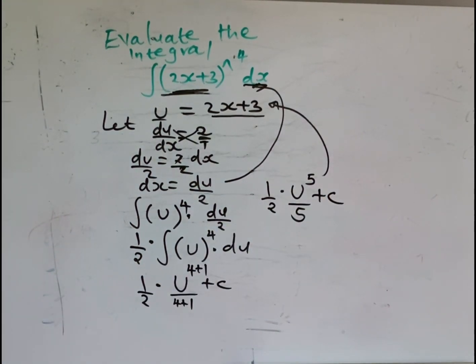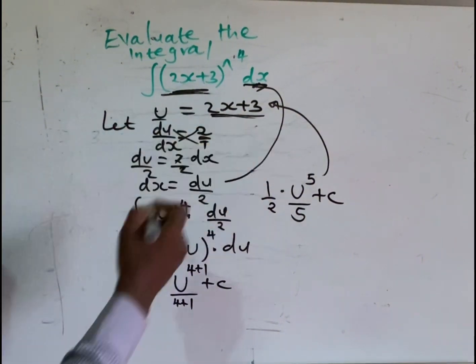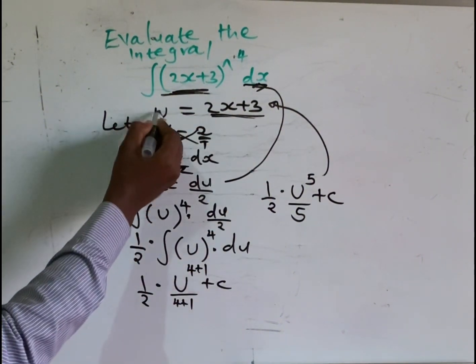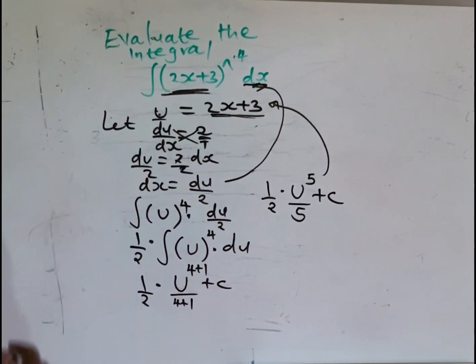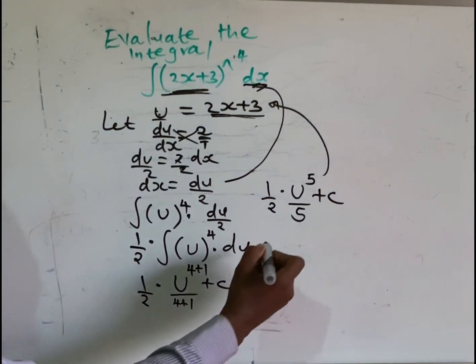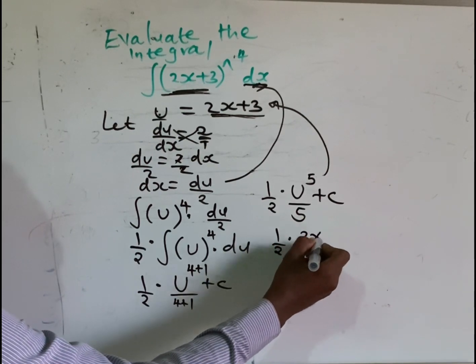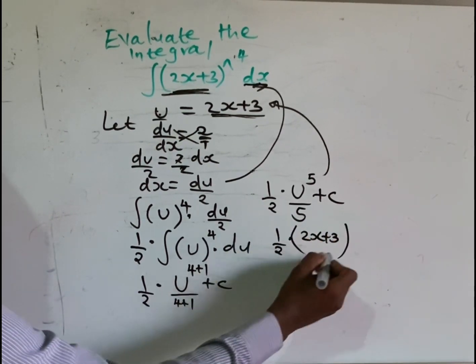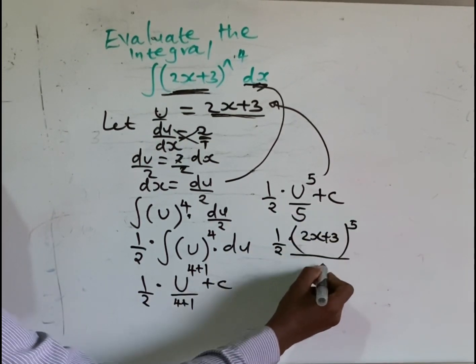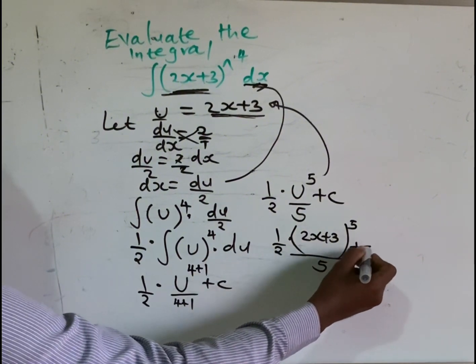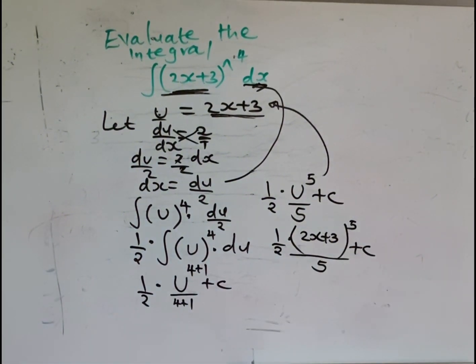Now, most of you think that we are through with the integration, but we are not yet through. We will go back to where we started, where we said u is the same as 2x + 3. So we are going to remove u now and replace it with our original expression 2x + 3. So we will have a half multiplied by (2x + 3)^5 divided by 5, plus c. And that should be the final expression or answer to the question.